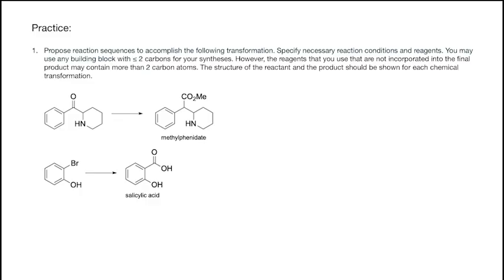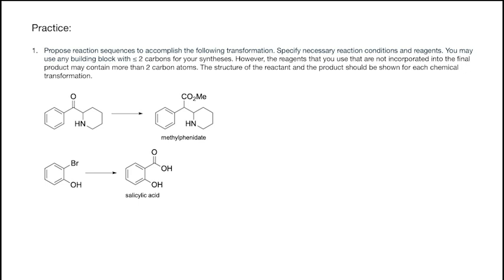As always, let's do some practice. Propose reaction sequences to accomplish the following transformation. Specify necessary reaction conditions and reagents. You may use any building block with less than or equal to 2 carbons for your syntheses. However, the reagents that you use that are not incorporated into the final product may contain more than 2 carbon atoms. The structure of the reactant and the product should be shown for each chemical transformation. Feel free to pause the video and try these problems on your own first.